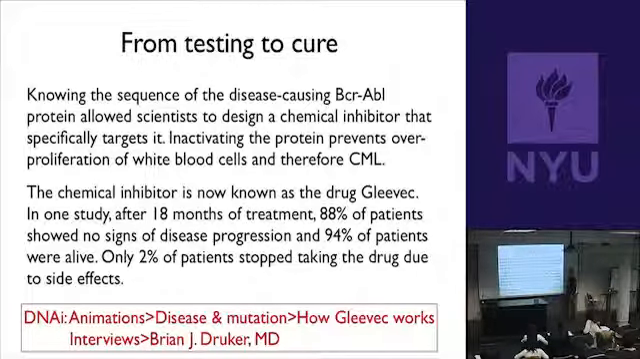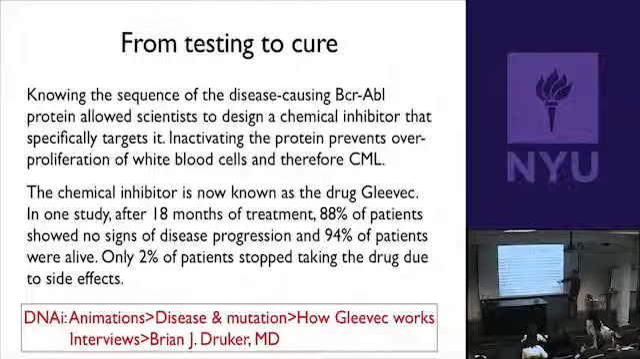So in one study, people were treated with this drug for 18 months, and 88% of the patients who were treated with Gleevec showed no signs of disease progression. 94% of the patients were still alive, and normally, this is a leukemia, the disease would just keep progressing and ultimately it would lead to death. So this is an amazing kind of response for a drug, more than most drugs that are available for cancer by far. And it had very few side effects, because it's really only targeting this protein that's bad. It's not affecting any other protein. So only 2% of the patients in the study stopped taking the drug due to side effects. So that's also very remarkable.